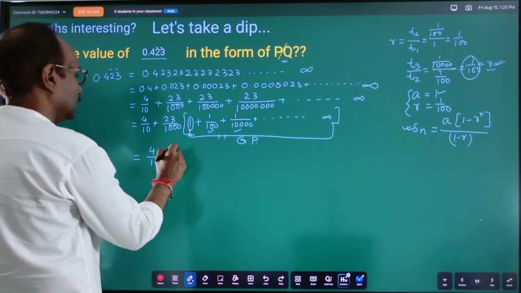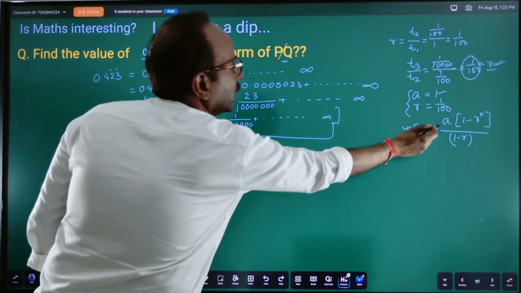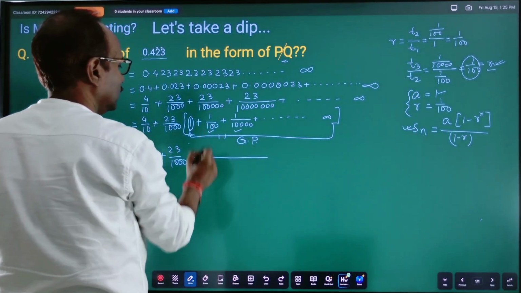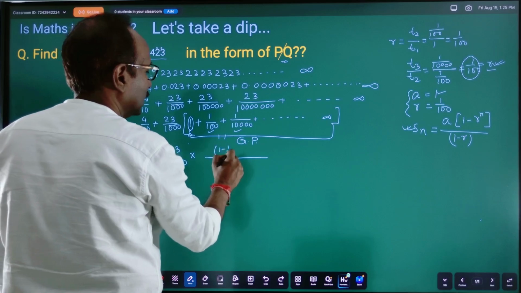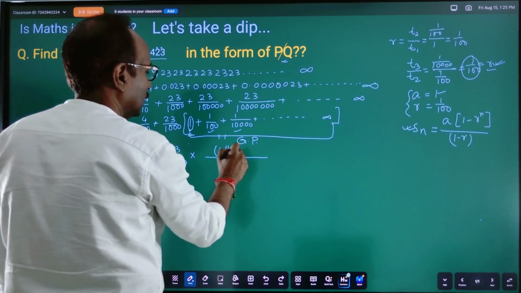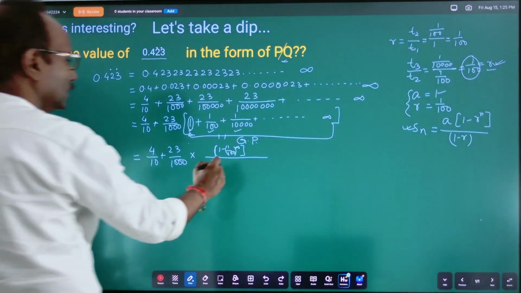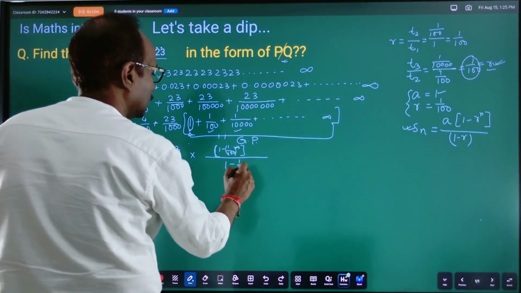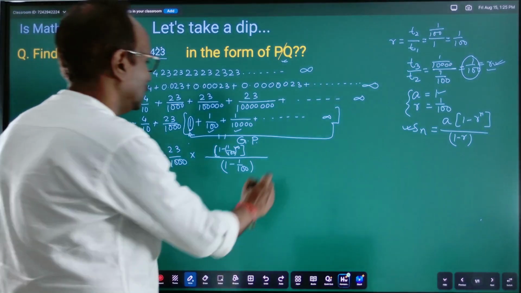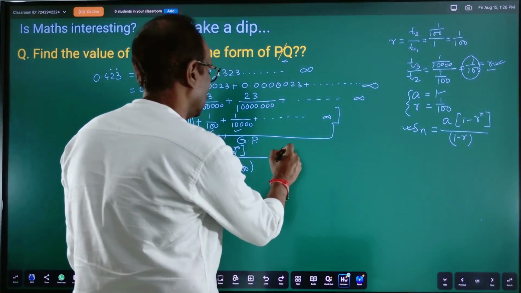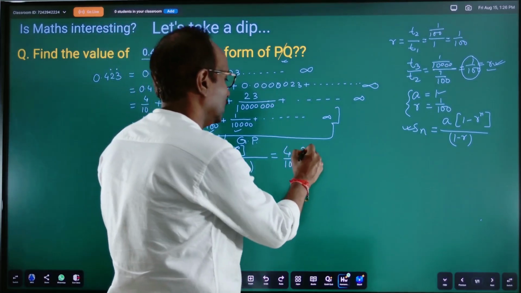4 by 10 plus 23 by 1000 into A. A is 1. 1 minus R to the power n, where R is 1 by 100 and n is infinity, divided by 1 minus 1 by 100. So this has become 4 by 10 plus 23 by 1000.